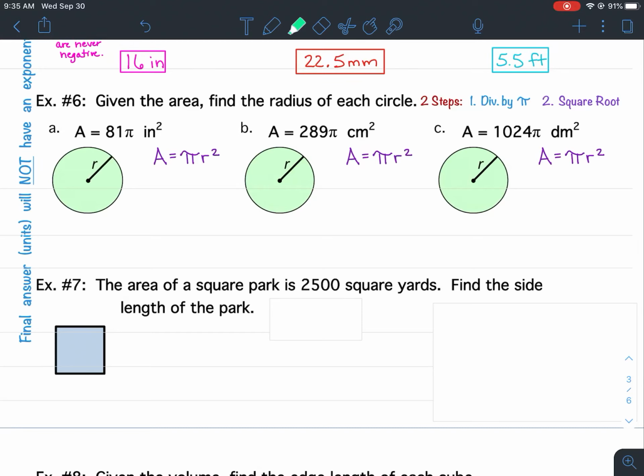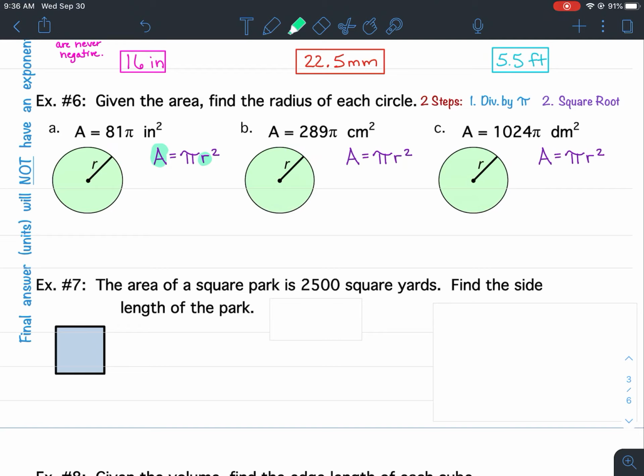Square roots and cube roots, lesson 3 notes. Example number 6. Given the area, find the radius of each circle. Well, we're going to be plugging a number in for the A, and we want to solve for the R.